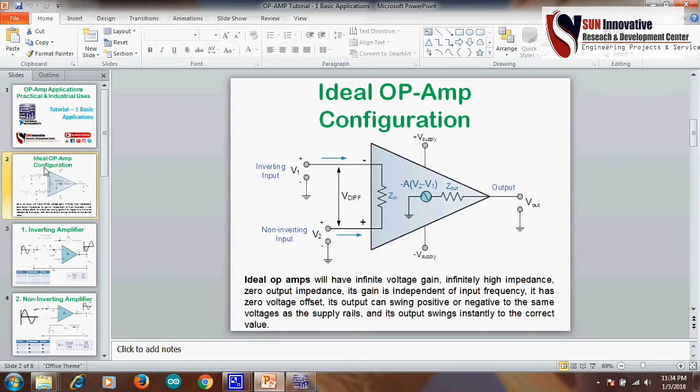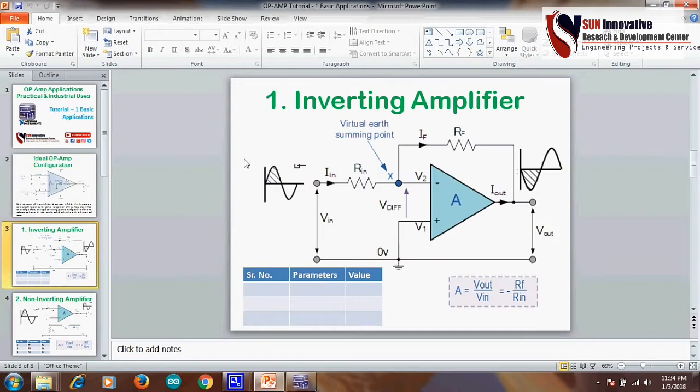So an ideal op-amp will have infinite voltage gain, infinite input impedance, zero output impedance, and its gain is independent of input frequency. It has zero voltage offset. Its output can swing positive or negative to the same voltages as the supply rails, and its output swings instantly to the correct value.